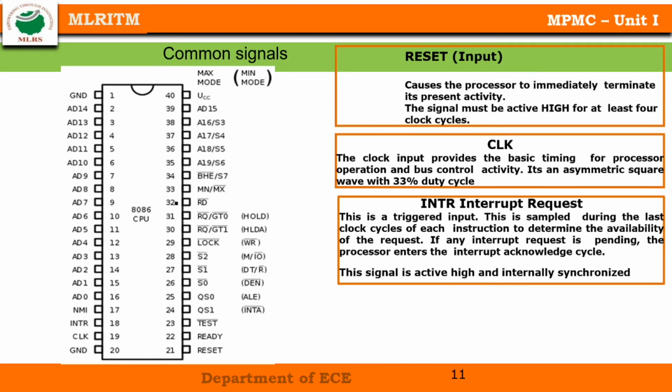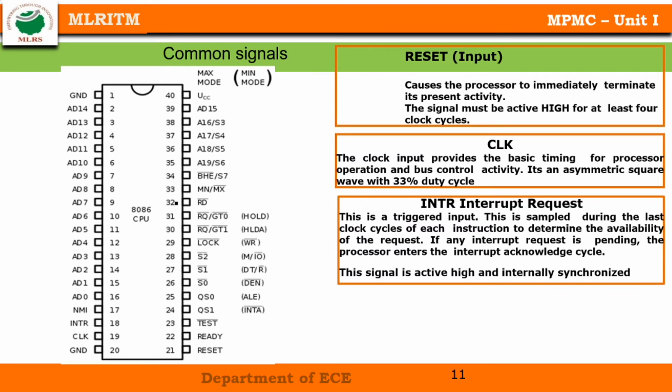Next is test input. This reset signal causes the processor to immediately terminate its present activity. This signal must be active high for at least 4 clock cycles.